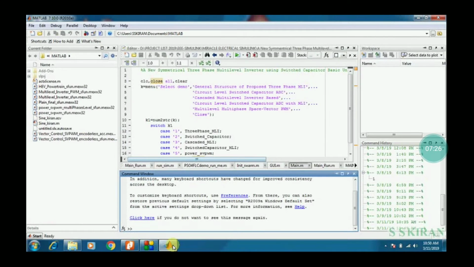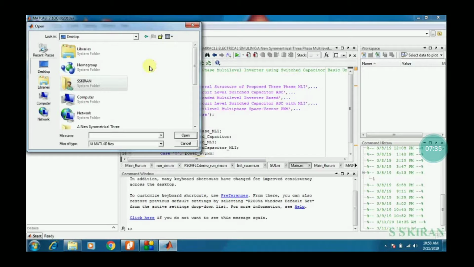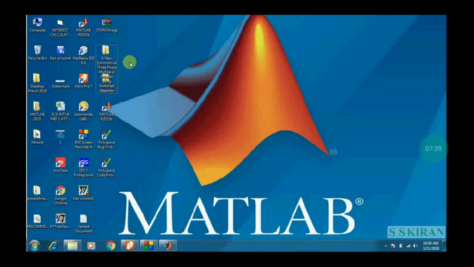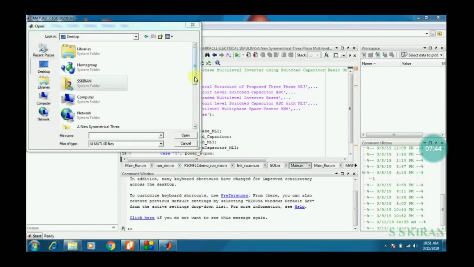Come back to MATLAB. This is MATLAB. That's fine. Just open the desktop bar, click on desktop. I have already placed it here. This is our main file. Recording is going on, it's fine now.